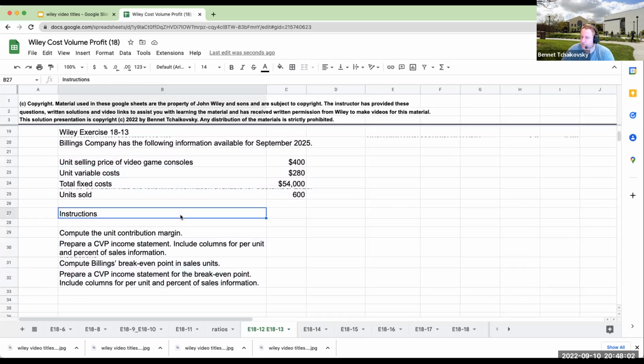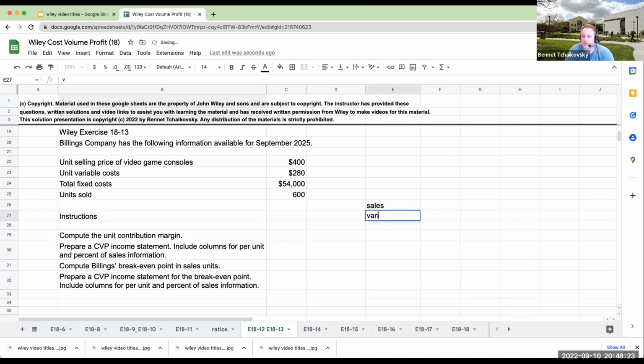Billings Company has the following information available for September of 2025. The unit selling price of video game consoles is 400. The unit variable cost is 280. Fixed costs 54,000. And then the units sold is at 600. Let's set it up. So we've got sales, variable costs. We have units, we have per unit, and then we're going to have our total.